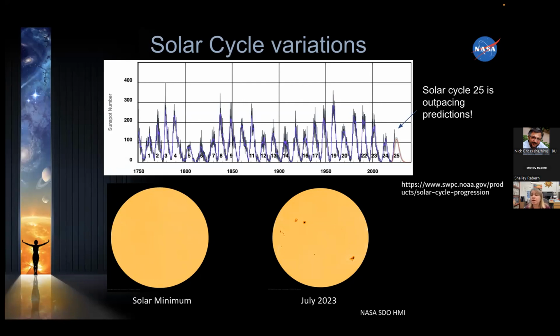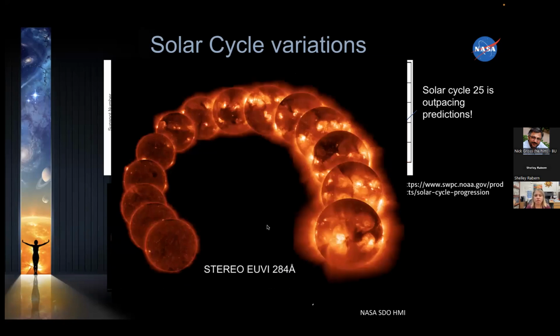Another aspect of this, now that we've covered the corona, is how the variations of the solar magnetic field happen. Dr. Guhathakurta yesterday talked about solar cycle 25, outpacing the predictions. This is what was happening at solar minimum. This is us today. And this is what those coronal, high energy images look like over the course of a solar cycle.